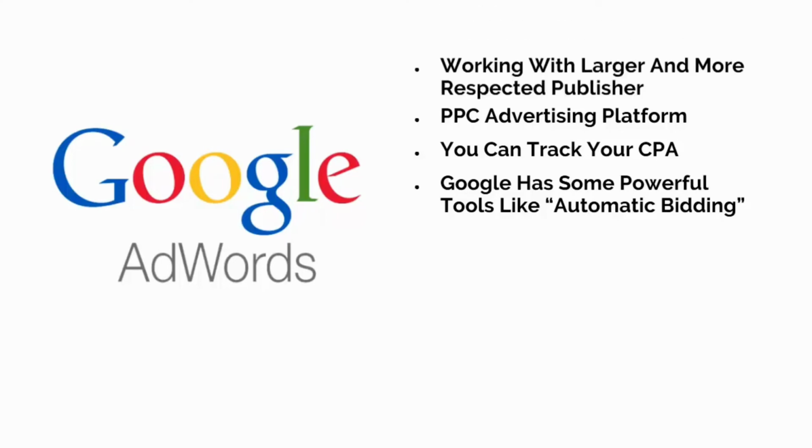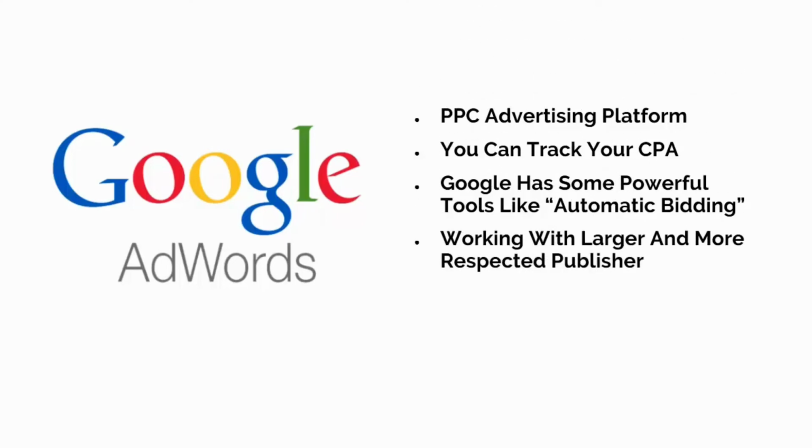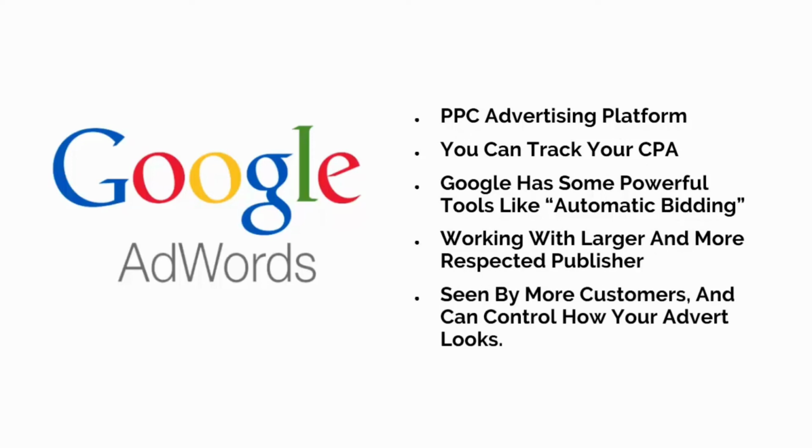At the same time, you'll be working with a much larger and much more respected publisher. You'll be seen by infinitely more potential customers and you'll be able to closely control how your advert looks. So how do you go about using CPA with Google and what does it look like?